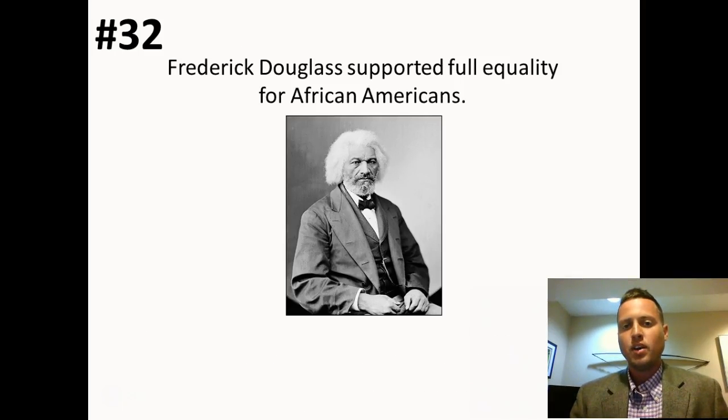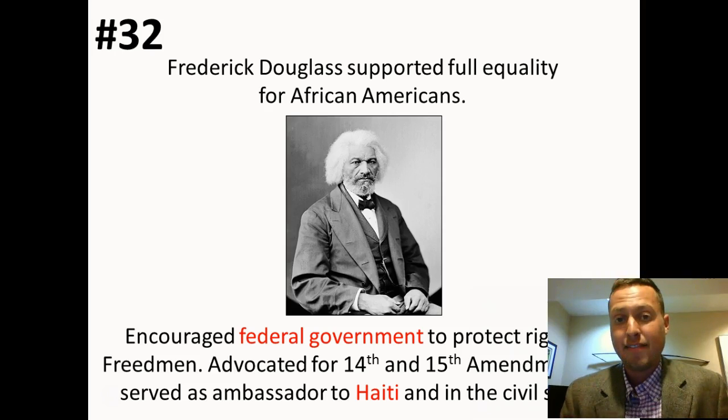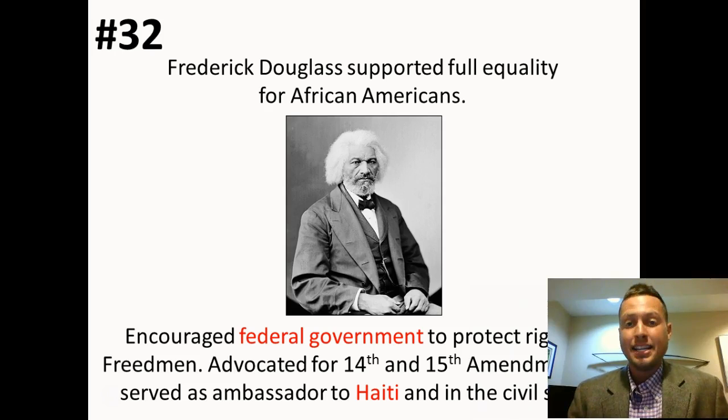What about Frederick Douglass? What did FD do? Frederick Douglass supported full equality for African Americans. He encouraged the federal government to protect the rights of freedmen, advocated for the 14th citizens, 15th voting rights to be protected, and serves as an ambassador to Haiti and in the civil service. Now what's crazy is Frederick Douglass, born a slave with no rights in Maryland, becomes an ambassador of the United States to Haiti and works in the civil service. Shows how far the United States went from before the Civil War to after the Civil War.